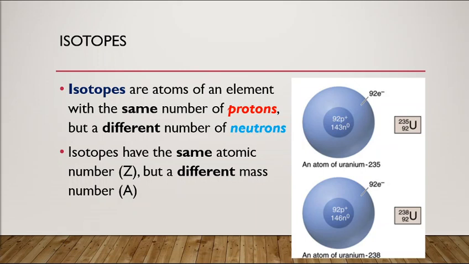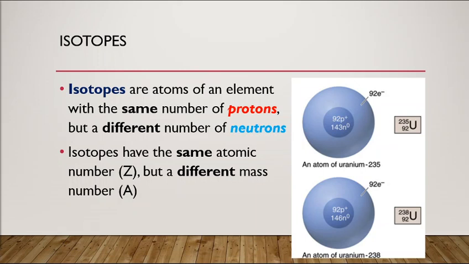A good example of this is something like uranium. Uranium has a couple different isotopes, 2 of them being uranium-235 and uranium-238. So for uranium-235, remember that 235 does not tell you the number of protons.